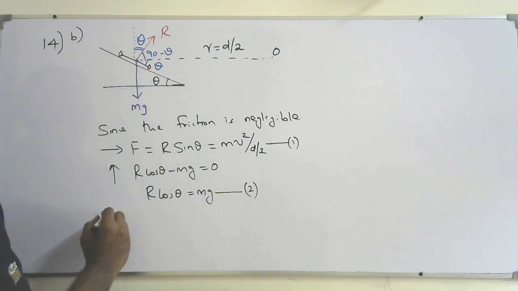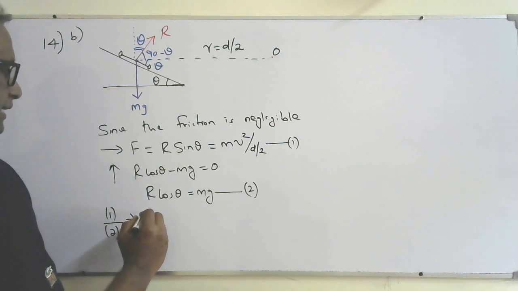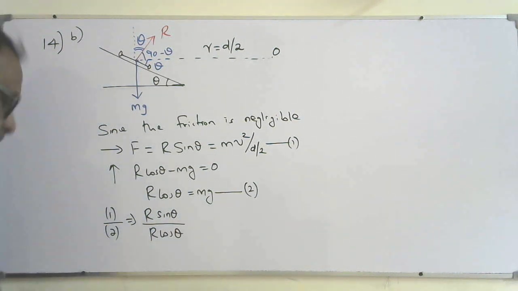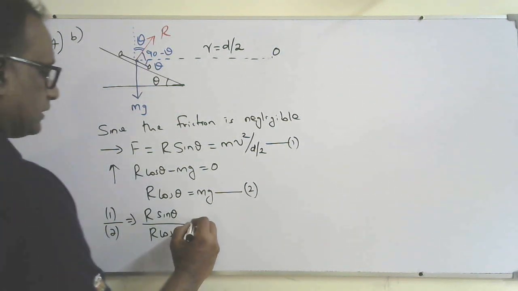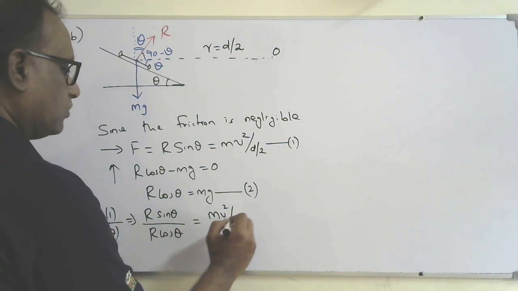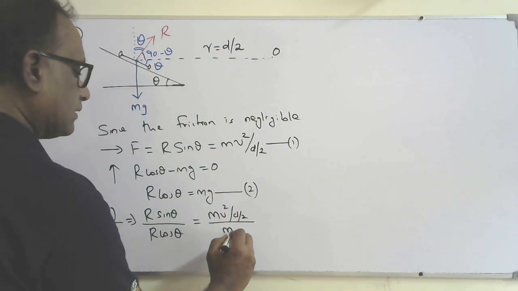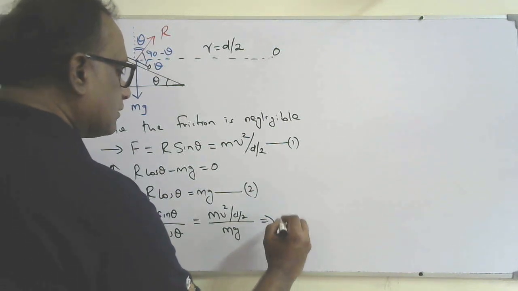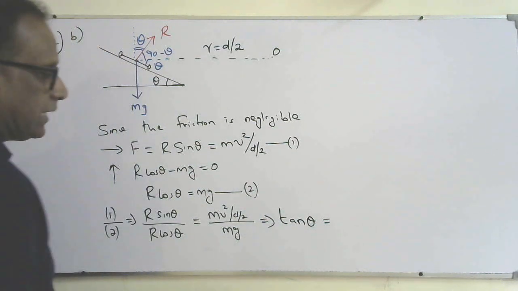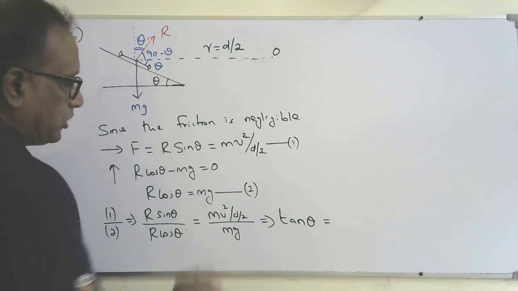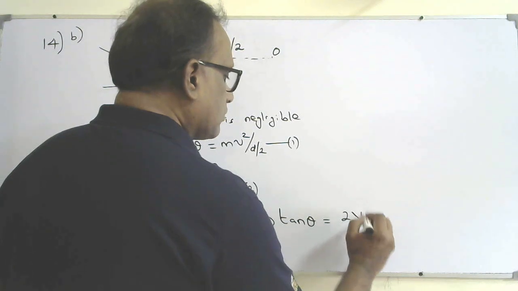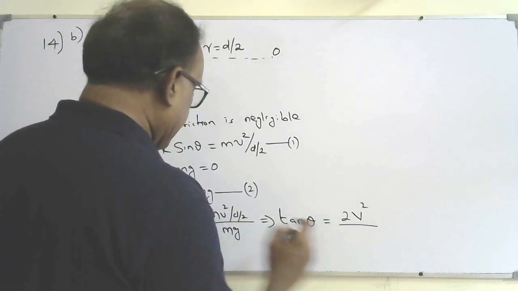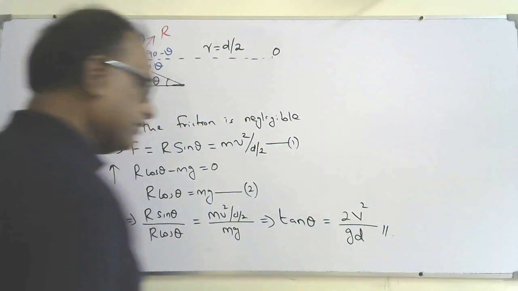Now we can divide the first equation by the second equation. That is R sine theta over R cos theta equals m v squared over d by 2, over mg. So R will get cancelled. Sine theta over cos theta will be tan theta. Basic algebra. So this is d by 2, the 2 will go up. 2v squared over md, M will get cancelled. 2v squared over gd. That's the derivation.